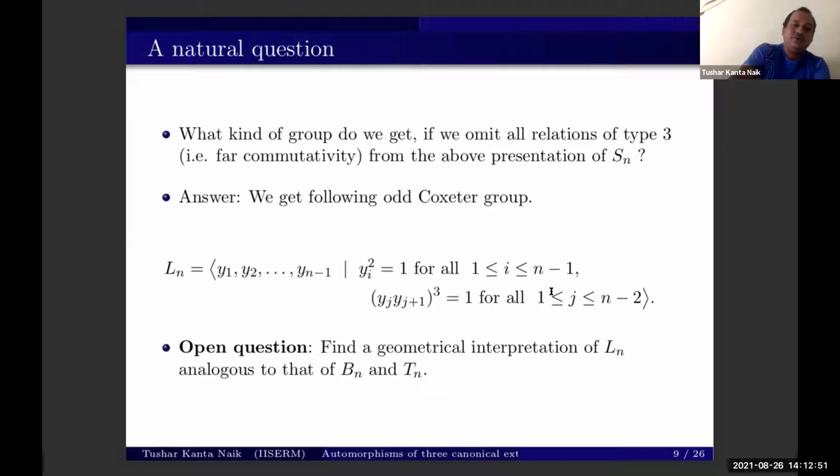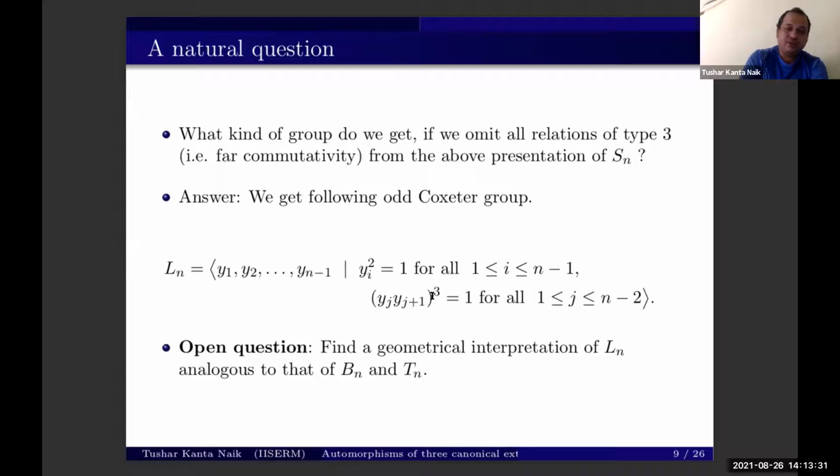If we remove the third kind of relation, we get an odd Coxeter group, and without any specific reason, we name it Ln. So Ln is generated by n-1 elements of order 2, and they satisfy only braid relations. Here, there are no far commutativity relations. Unfortunately, we were unable to find a geometrical interpretation of these groups analogous to the case of the braid group and twin group, so this is still an open question. The main theme of this talk is to understand this group Ln and its automorphisms.